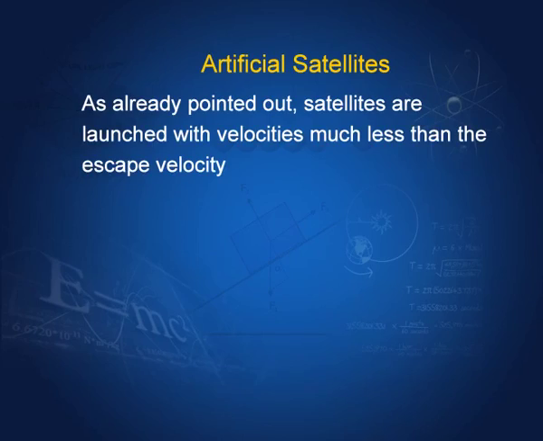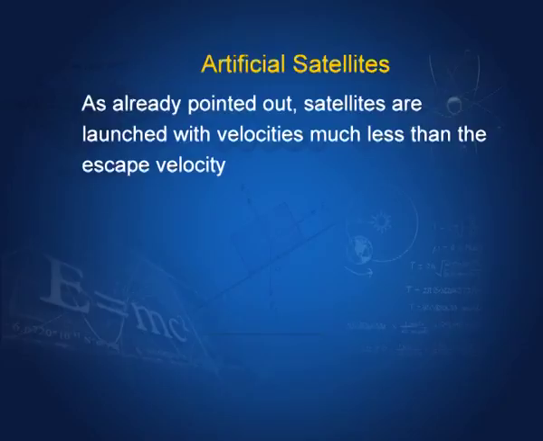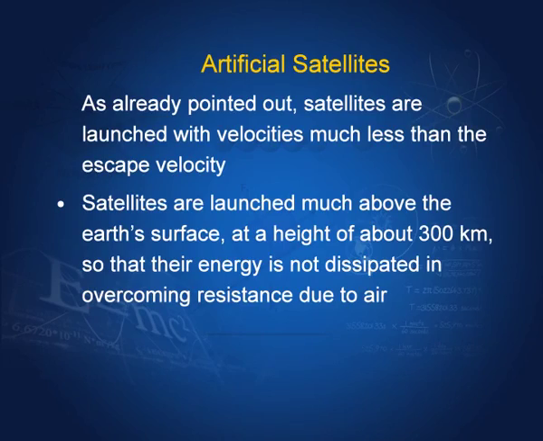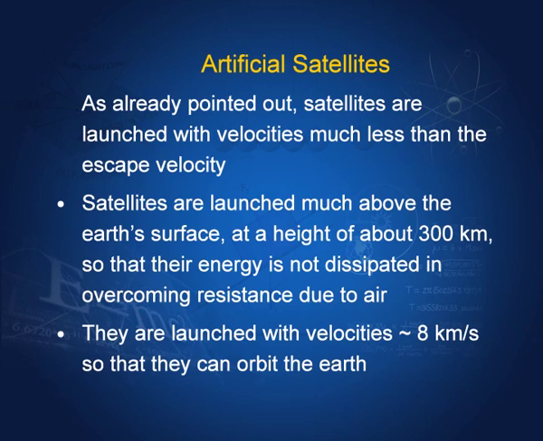Artificial satellites. I have already pointed out that satellites are launched with velocities much less than the escape velocity. Why? Because we want to keep them in the Earth's field, we do not want them to escape, and they are usually launched from a height of about 300 kilometers, so that the resistance of the air is small and therefore, not much energy is lost in overcoming this drag due to air, and they are launched with velocities of the order of 8 kilometers per second, so that they can orbit the earth.